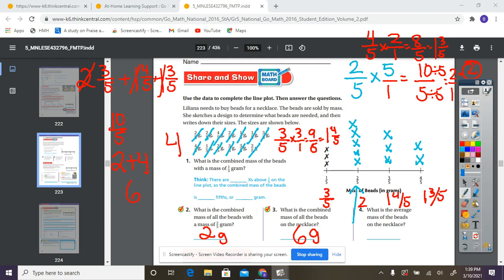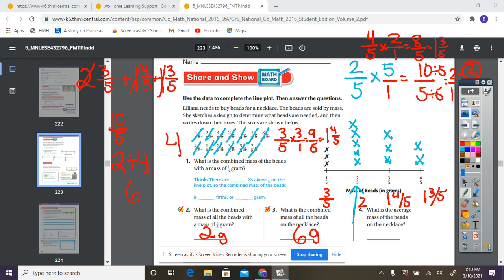Now, when it asks you what is the average mass of the beads in the necklace, you have to count. How many X's do I have? How many data points were collected? That is what you are going to divide the total grams of the necklace by. Because when you find the average of something, you add them all up and divide by how many there are. That's how we find out what your grades are. We add all the grades up and divide it by how many grades you have.